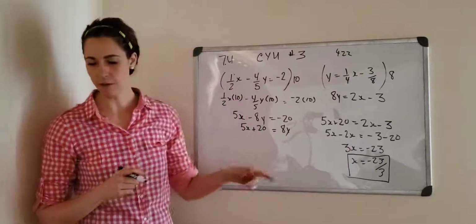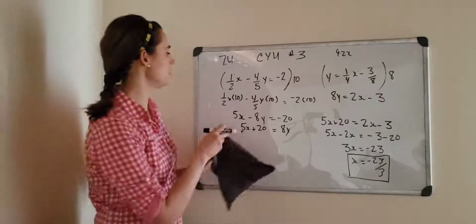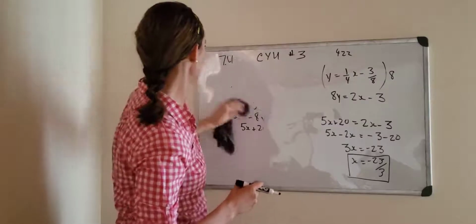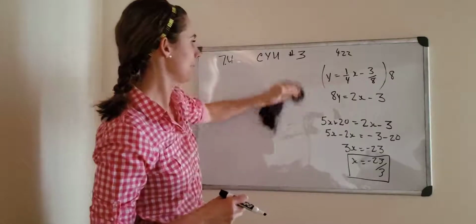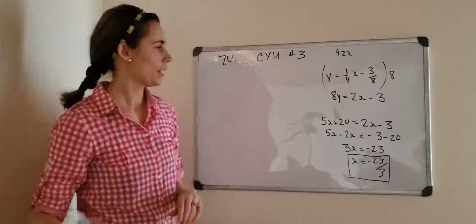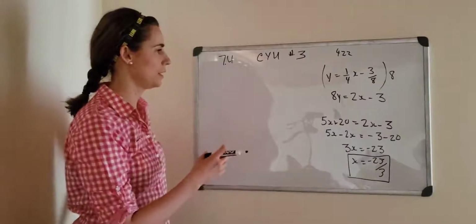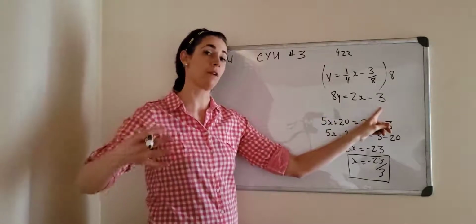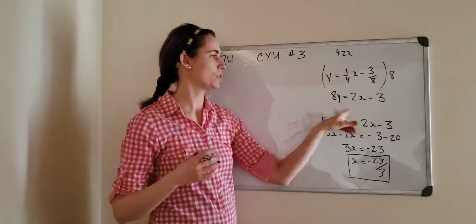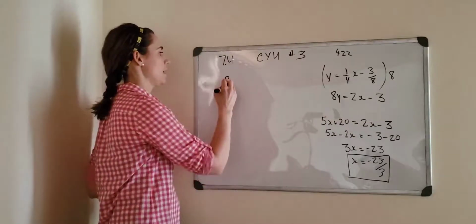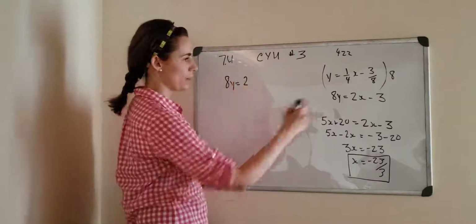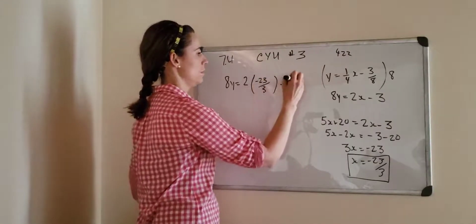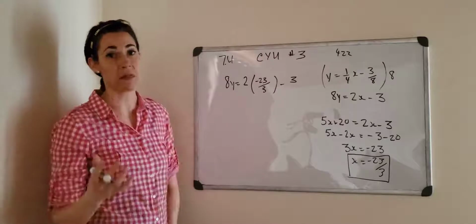So now if we want to solve for y, I'll just make some space over here. We need to take one of those original equations, okay, and plug in our x. I think actually what I might do, I'll just grab this one, okay? That was one of our equations after we got rid of the fractions and we rearranged things. This is still equivalent though. So why don't we do that? 8y equals 2, rather than putting my x, I'm going to put in -23 over 3 minus 3. So we are back to fractions now, but there's nothing we can do.